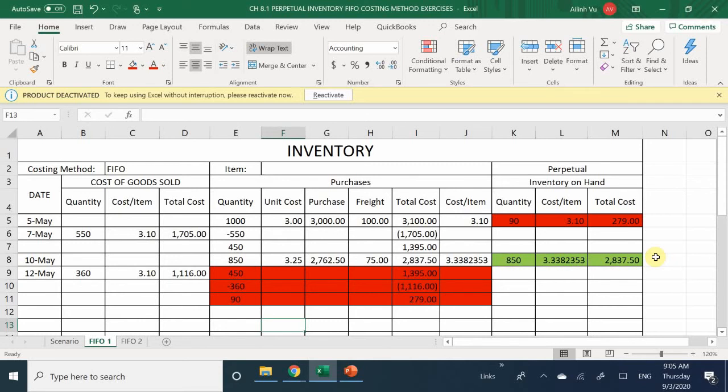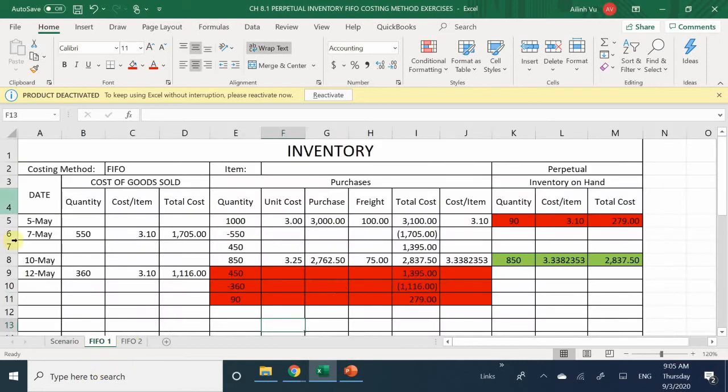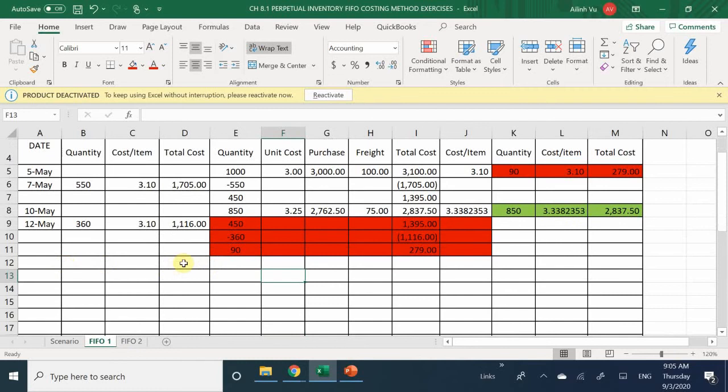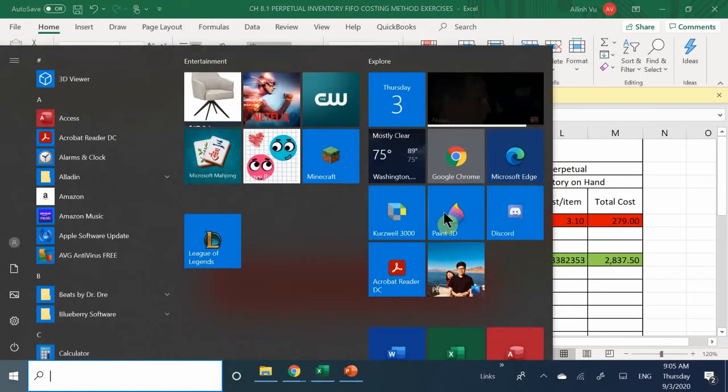All right, let's go ahead and continue. So what happened next? We sold 600 units. Okay, so let's look at our batches now. Do we have enough for 600? Yes, we do.